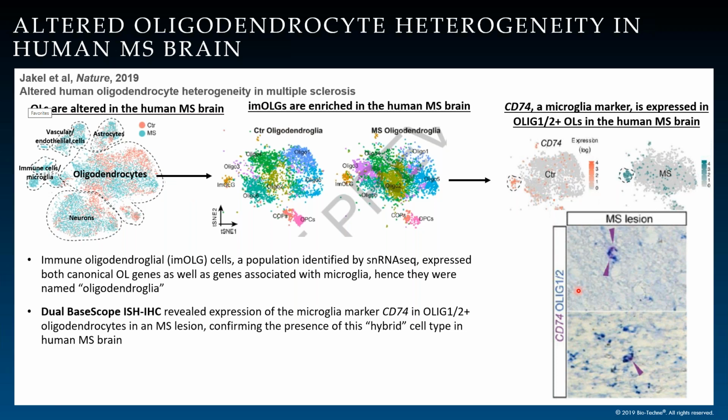brain. And in the MS brain, they were able to identify a hybrid cell called oligodendroclea, which showed characteristics of oligodendrocytes and microglia. And here, using the BASESCOPE assay, they have been able to co-localize oligodendrocyte marker OLIG1-2 with CD74. And this indicates that this particular cell showing co-localization is an oligodendroclea, and expression of this particular cell type is higher in MS lesions compared to normal brain. So this particular hybrid cell might be potentiating the MS pathology in this particular disease.